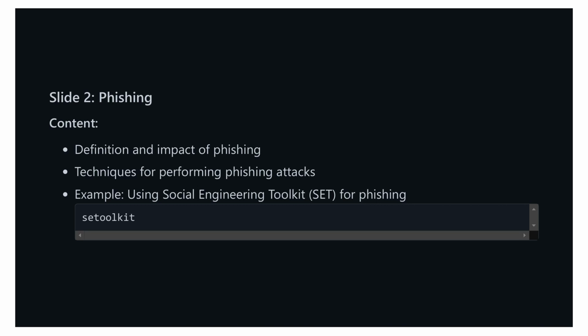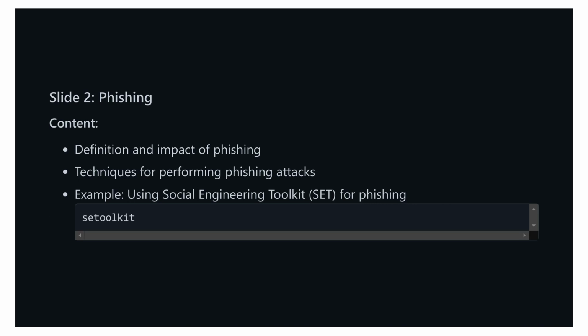Next, let's discuss some techniques for performing phishing attacks. These techniques can vary, but common methods include spear phishing, where the attacker targets a specific individual or organization with personalized messages, and whaling, which targets high-profile individuals like executives. One effective tool for performing phishing attacks during penetration testing is the Social Engineering Toolkit, SET. SET Toolkit allows you to create various phishing campaigns by cloning websites or sending phishing emails that appear legitimate. In our example, we'll demonstrate how to use SET Toolkit to create a phishing email.